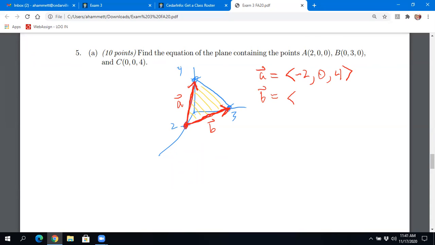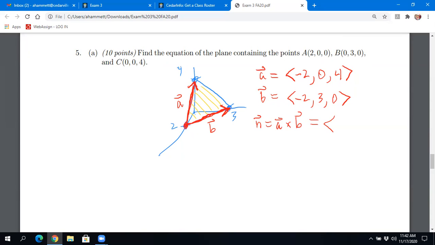Okay, what about B? Well, -2 in the x direction, 3 in the y direction, 0 in the z direction. And then I could take my normal vector to just be A crossed with B, right? That would give me a vector perpendicular to this plane. So if I cross these things, what do I end up with?